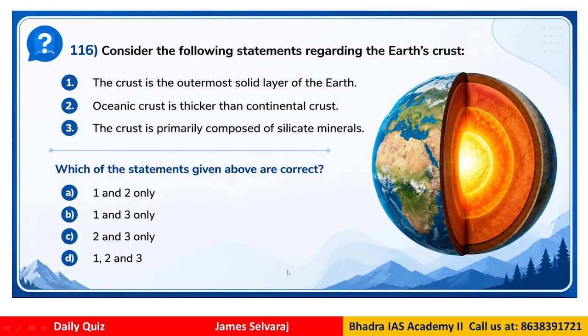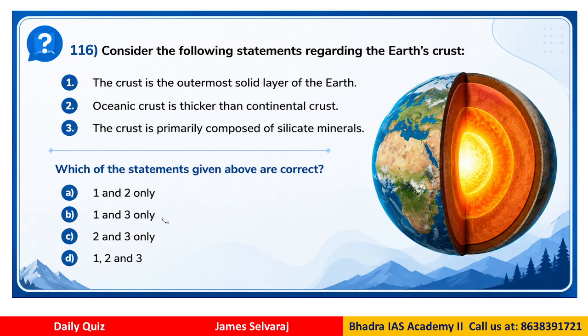Consider the following statements regarding the Earth's crust. The crust is the outermost solid layer of the Earth, that is what we call the crust. Oceanic crust is thicker than the continental crust. The crust is primarily composed of silicate minerals. So which of the statements are correct?